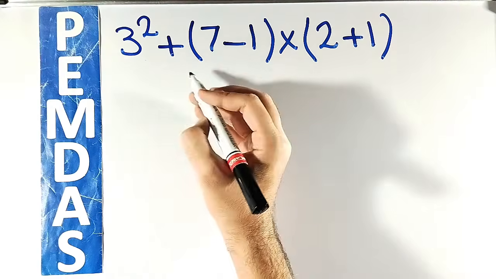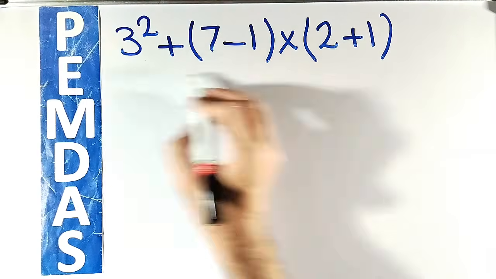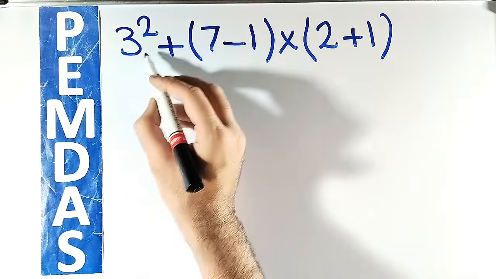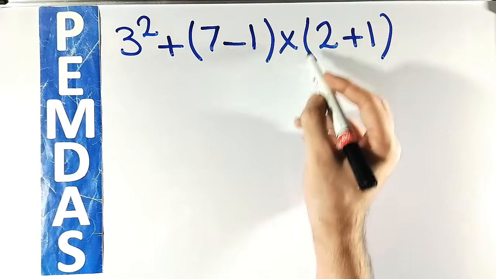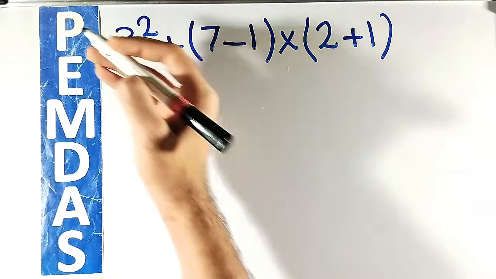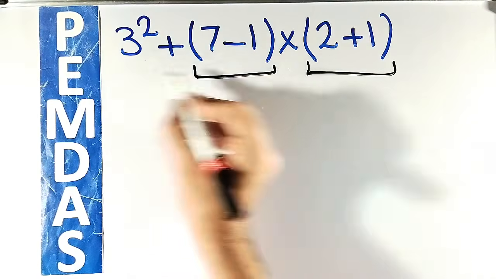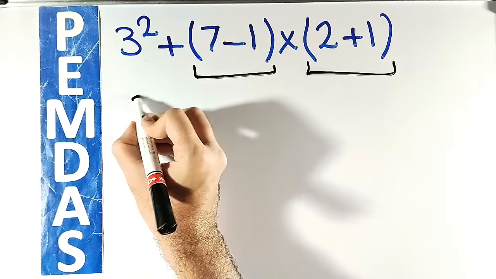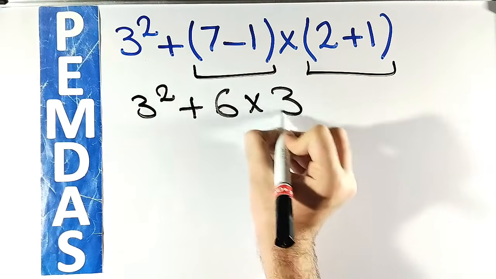To solve this question, we must follow the PEMDAS rule. As you can see on the screen, in this expression, first we have an exponent, then an addition sign, followed by parentheses, then a multiplication, and finally another parenthesis. According to the PEMDAS rule, first we go for the expression inside the parentheses, and instead of this expression, we can write 3 squared plus 6 multiplied by 3.